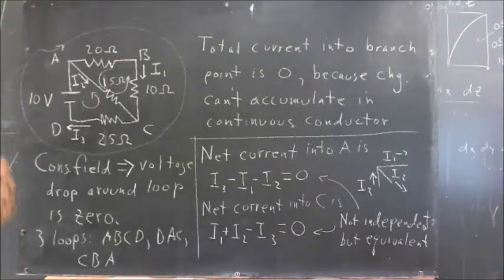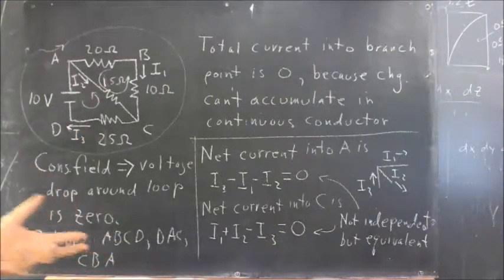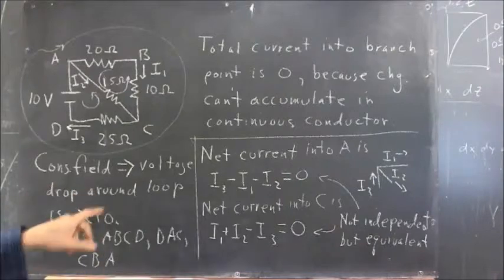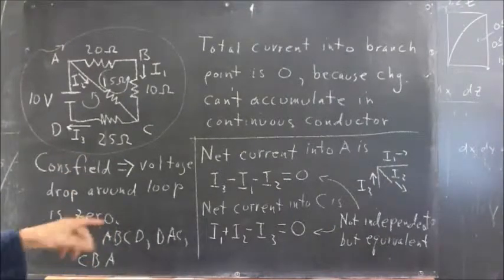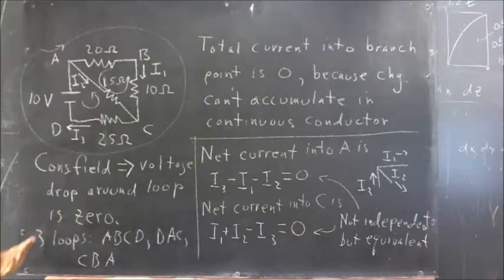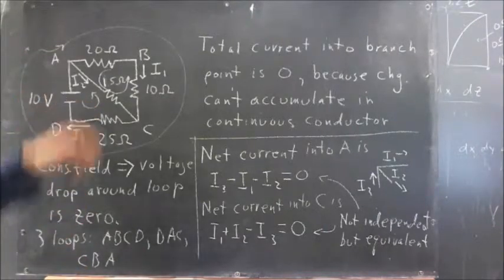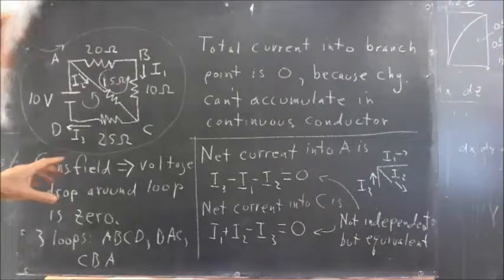And since the electric field is conservative, the voltage change around the loop is zero. So if the voltage change is zero, the voltage drop is zero. We usually talk about voltage drop. You'll see why in a minute.